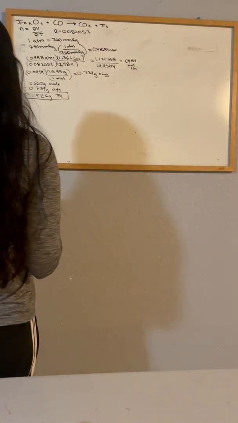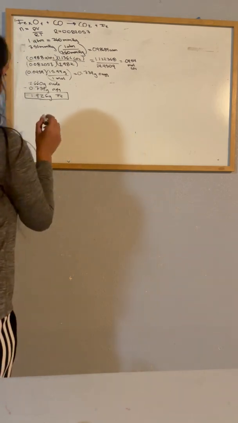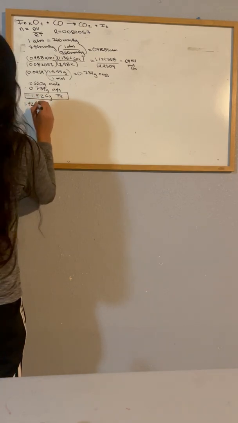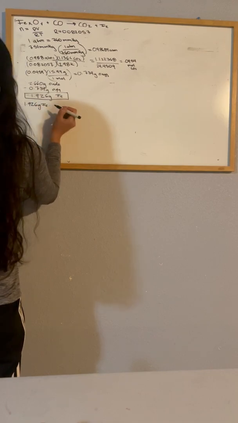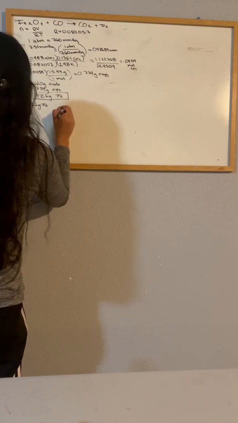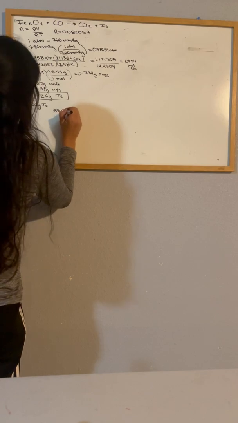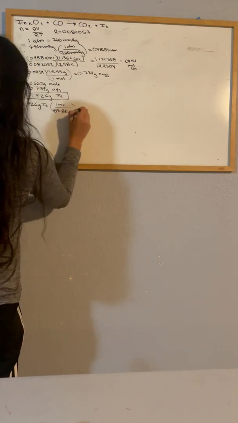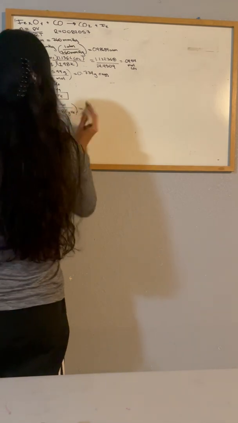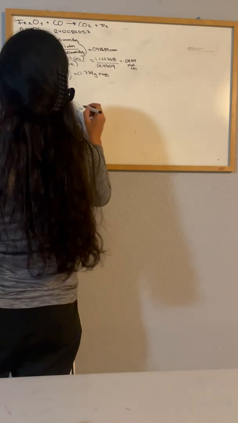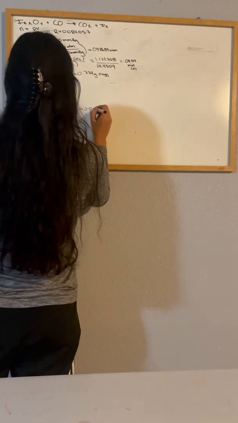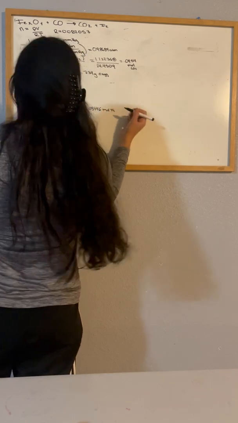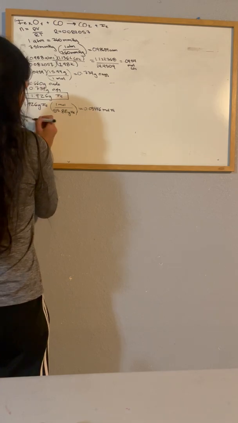Now we're going to use our law of definite proportions to find our empirical formula. So now we've got to convert our grams of iron back to moles. So we have 1.926 grams of iron. Our periodic table says we have 55.85 grams of iron for 1 mole. We plug that into our calculator and we get 0.03446 moles of iron.